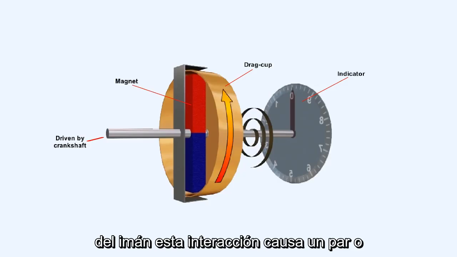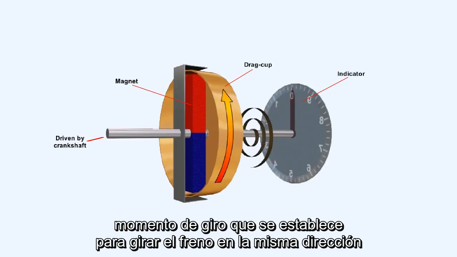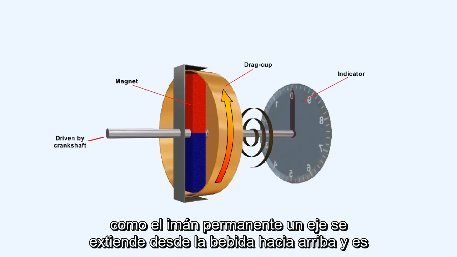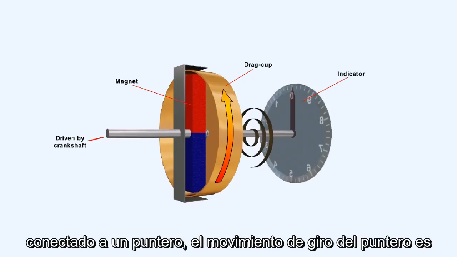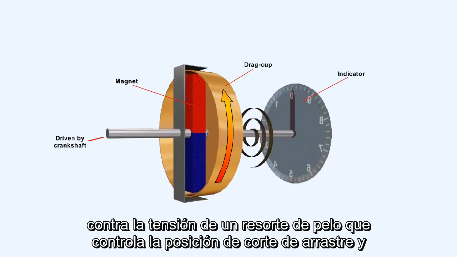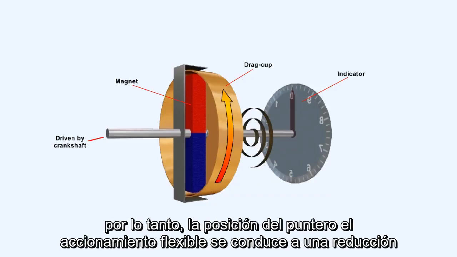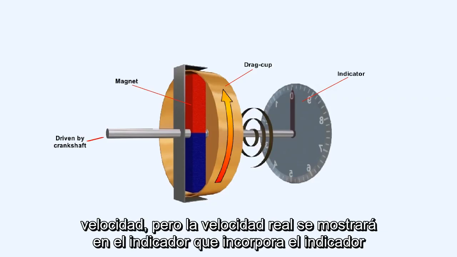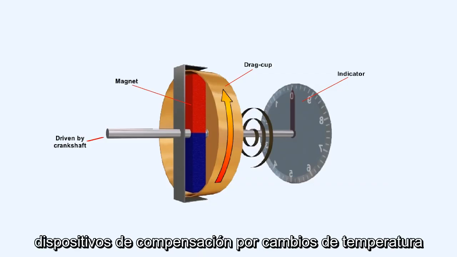This interaction causes a torque or turning moment, which is established to turn the drag cup in the same direction as the permanent magnet. A shaft extends from the drag cup and is connected to a pointer. The turning motion of the pointer is against the tension of a hairspring, which controls the drag cup position and hence the position of the pointer. The flexible drive is driven at reduced speed, but true speed will be shown on the indicator. The indicator incorporates compensation devices for changes in temperature.